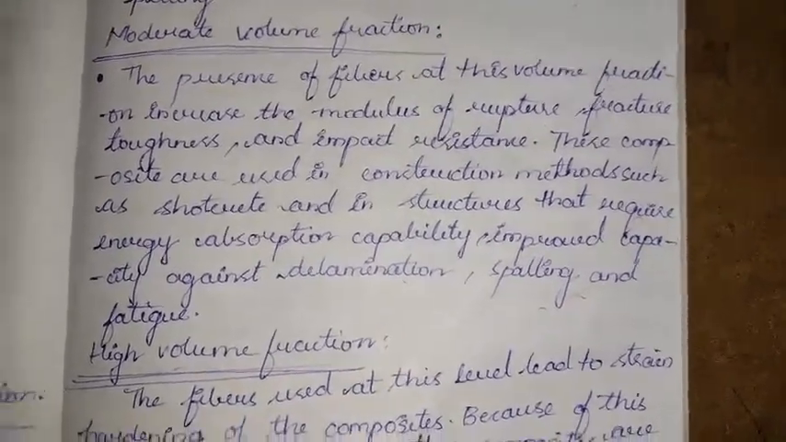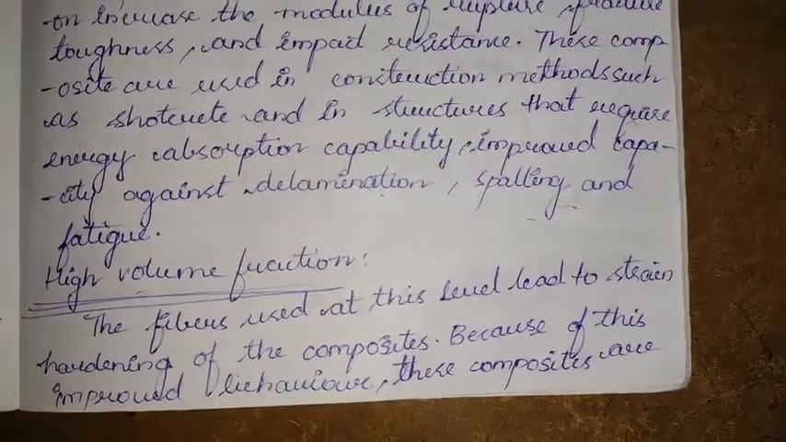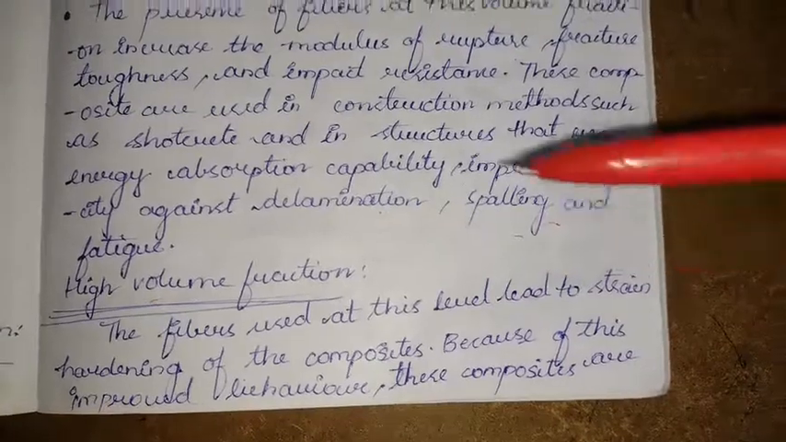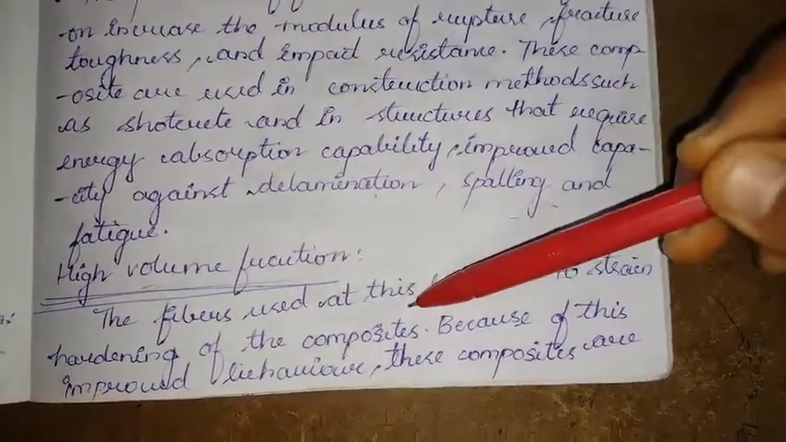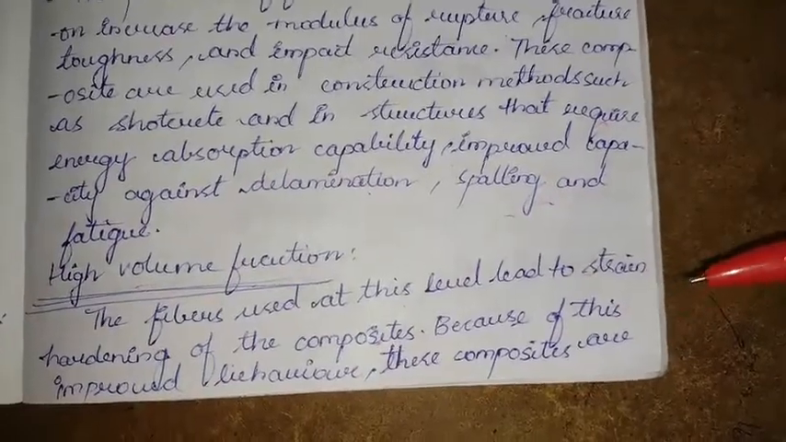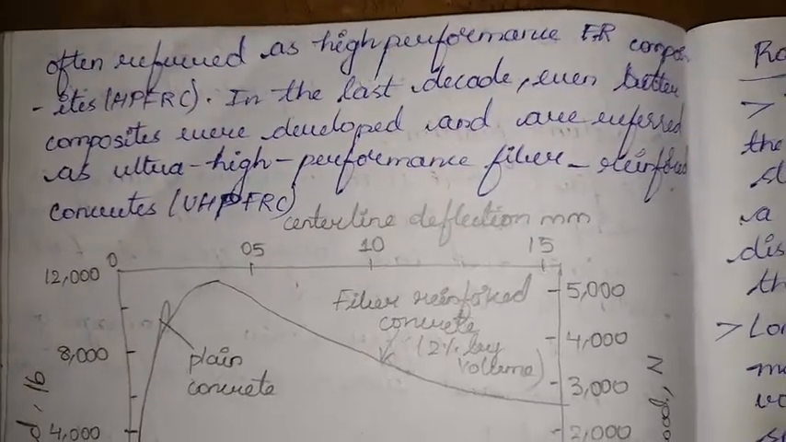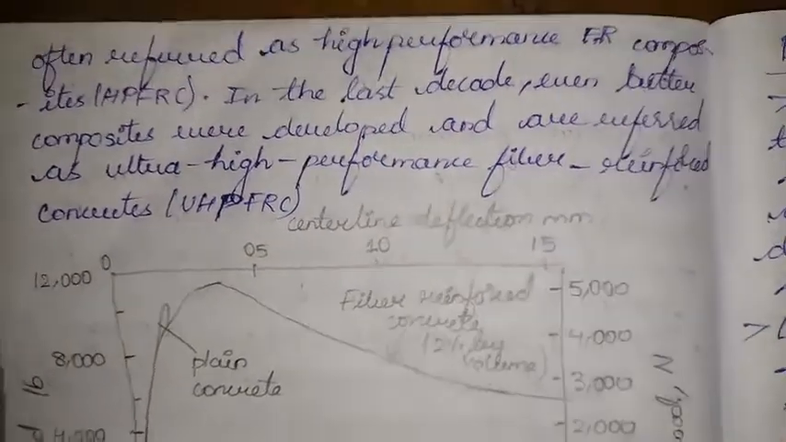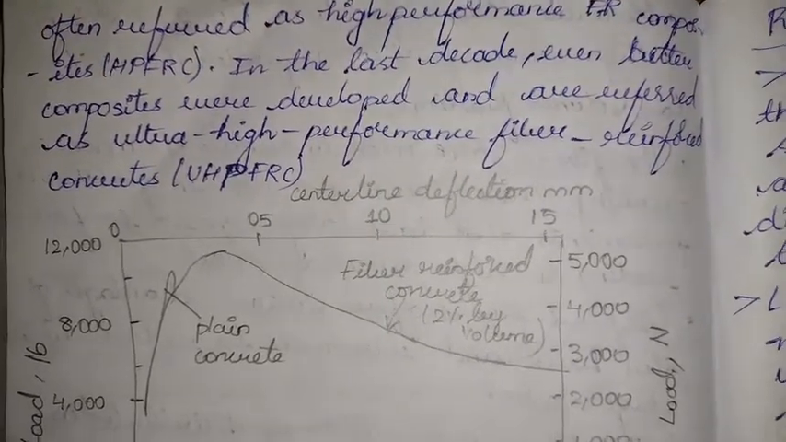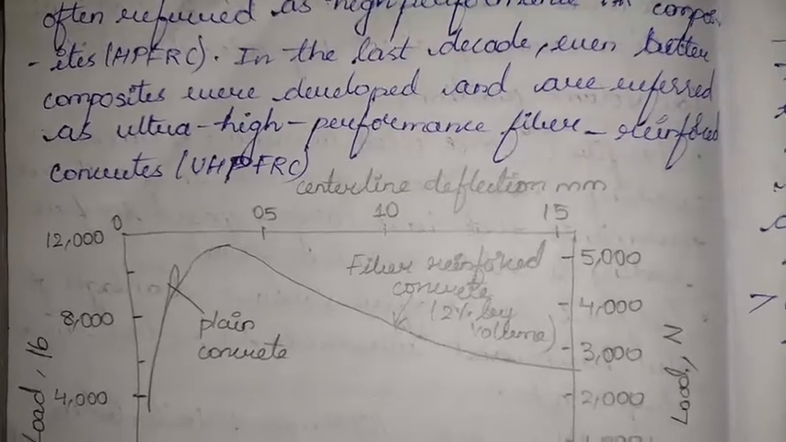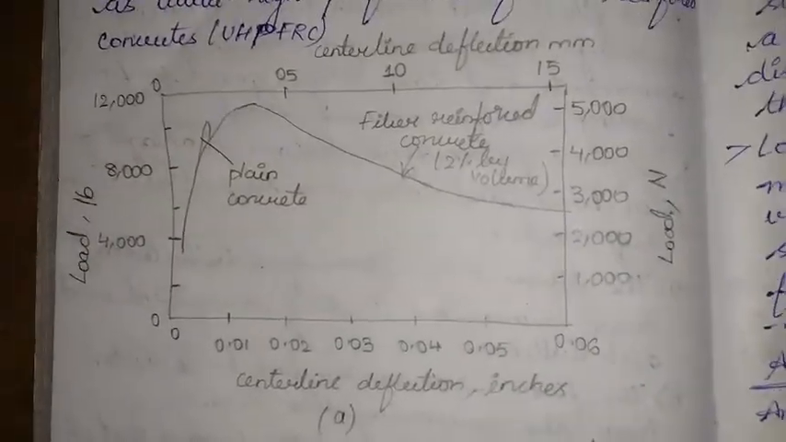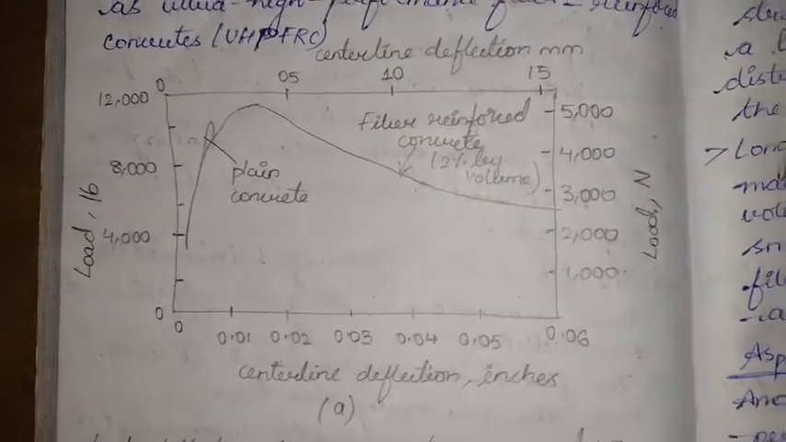Okay. Next, high volume fraction. The fibers used at this level lead to strain hardening of the composites. Because of this improved behavior, these composites are often referred to as high performance fiber reinforced composites, that is HPFRC. In the last decade, even better composite fibers were developed and are referred to as ultra high performance fiber reinforced concrete.